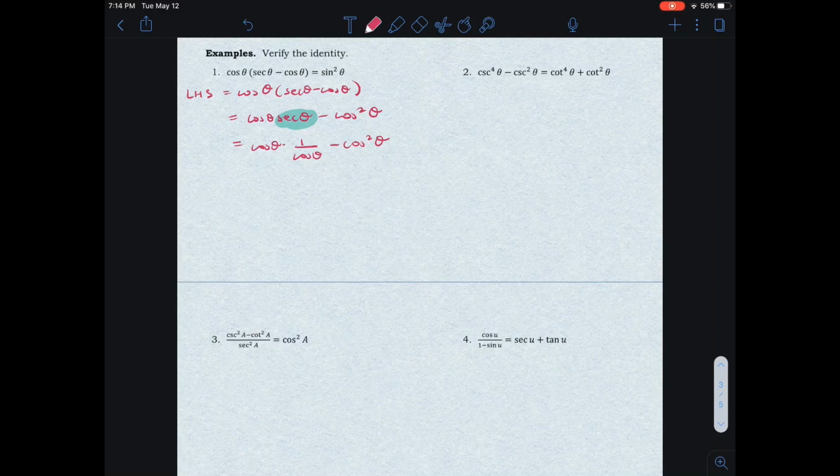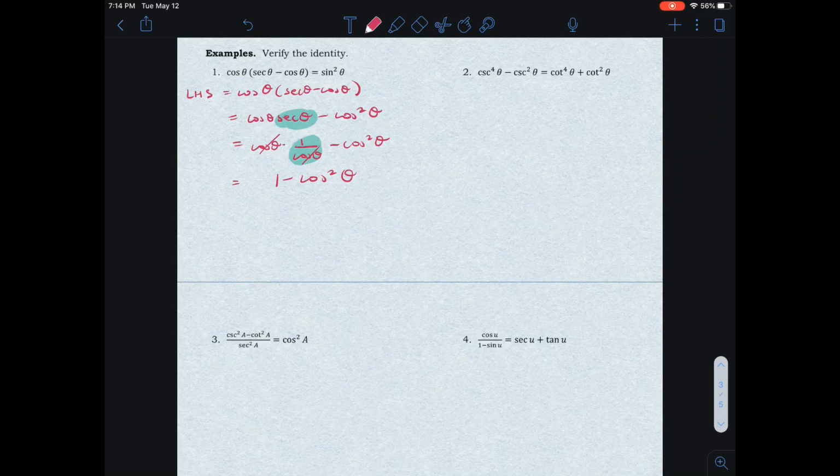Keep the second part the same. The reason why I knew that is because I noticed that the cosine thetas would cancel each other out. So what I'm left with is 1 minus cosine squared of theta. Let me just highlight this so you can see where that came from. And then from there, you want to keep going.